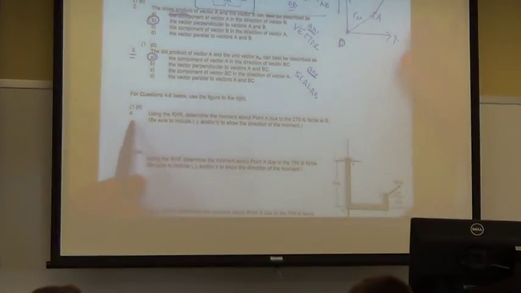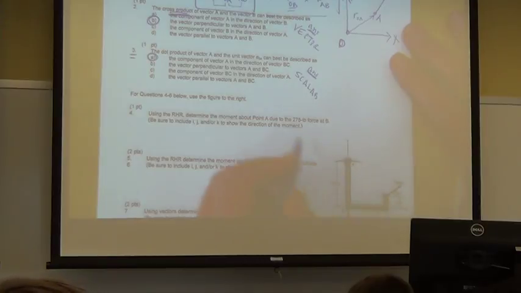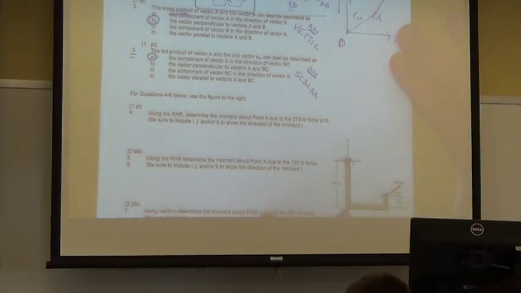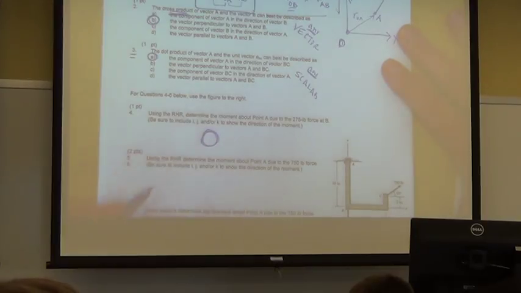So let's do this. What I wanted you to do, using the right-hand rule, determine the moment about point A. Here's A. Due to the force at B. What's the answer? 0. Why? Translational.